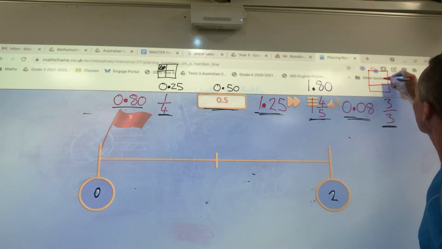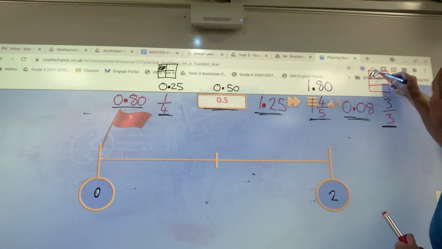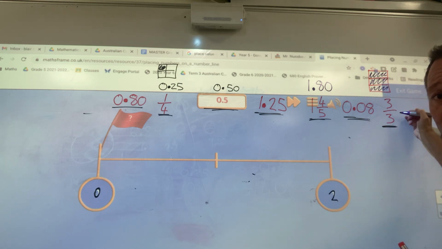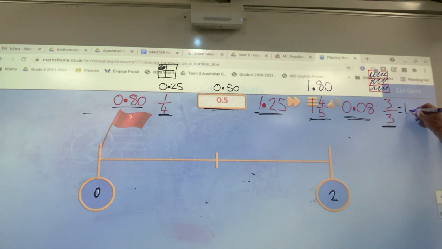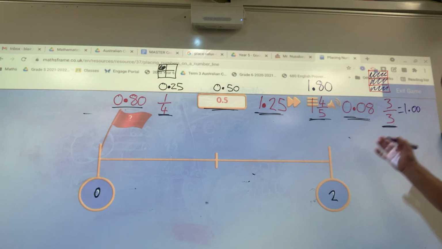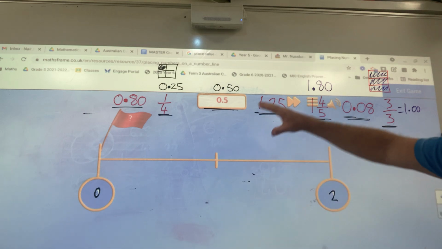I've got something that looks like this, and it's all there. So 3 out of 3 equals 1 whole. Now, I can put 1.00 or 1. It's going to be the same.